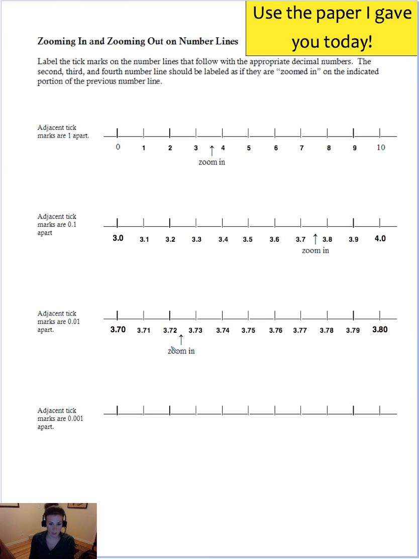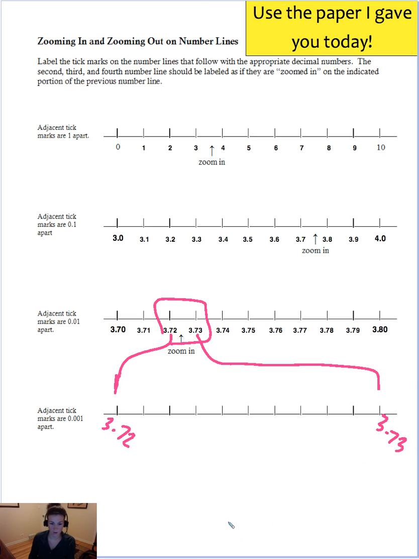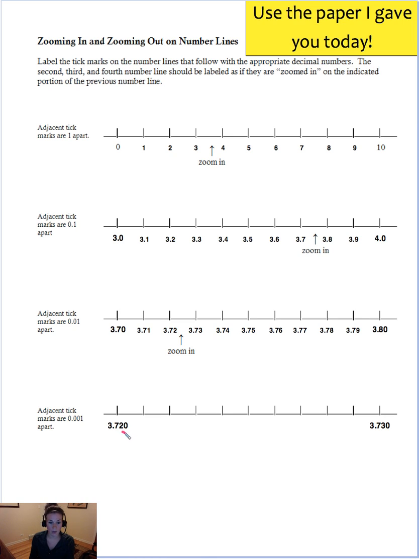And for the last number line, we're zooming in right here, so 3.72 will go here. I better make that smaller because we have a lot of digits to fit in. So 3.72, and then 3.73 will be way over here. And now it says adjacent tick marks are 1/1000th apart. So again, I added the thousandths place, which would be 3.720, and I know that that will increase by 1 every time. So 3.72 stays the same, but this was 0, now this becomes 1.